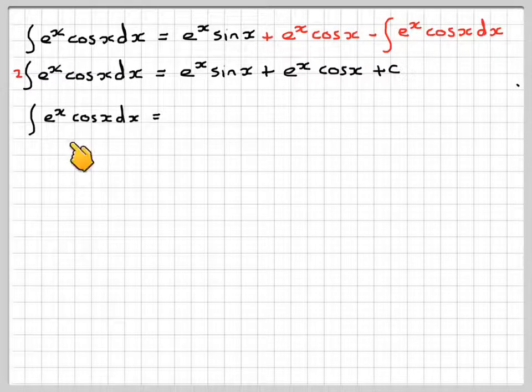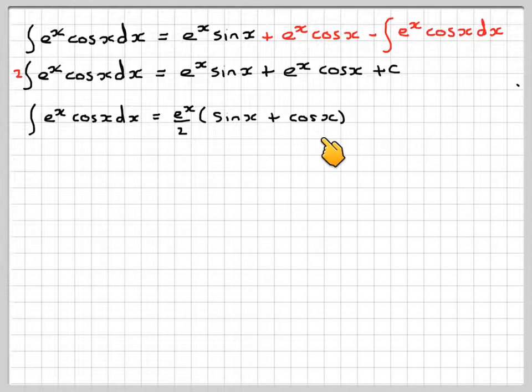And then the integral of e to the x cos x dx, which is what I originally wanted, will be equal to e to the x over 2, e to the x coming out as a common factor, brackets sin x plus cos x, plus c. So there's a little trick being done here to give us two lots in order to work out the integral. So that sometimes can happen.